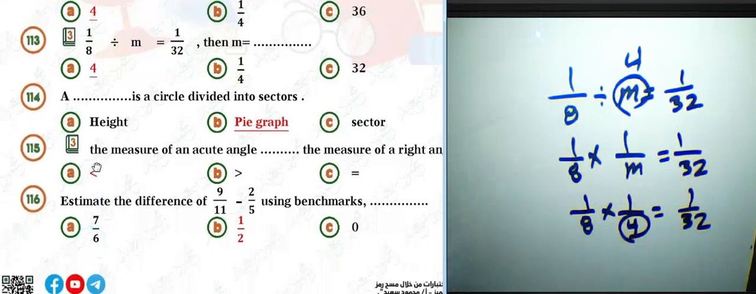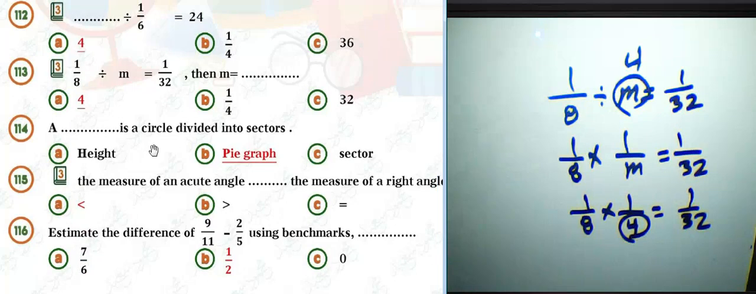Question 114. A pie graph is a circle divided into sectors. It's a definition about the pie graph. A pie graph is a circle divided into sectors.